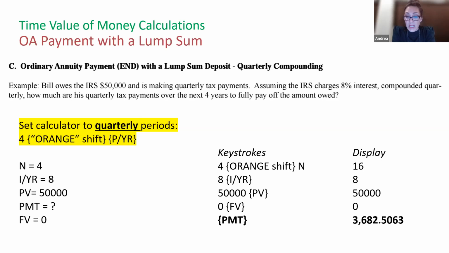Okay, so we are solving for payment. All right, and here we have, if you set your calculator to 4 payments per year, your keystrokes are going to be 4 shift N, which will display 16 quarters. The interest rate is 8% per year. The present value, the amount that he owes, is $50,000. And we are solving for payment. And so the payment that he needs to make over the next 4 years is $3,682. Okay.